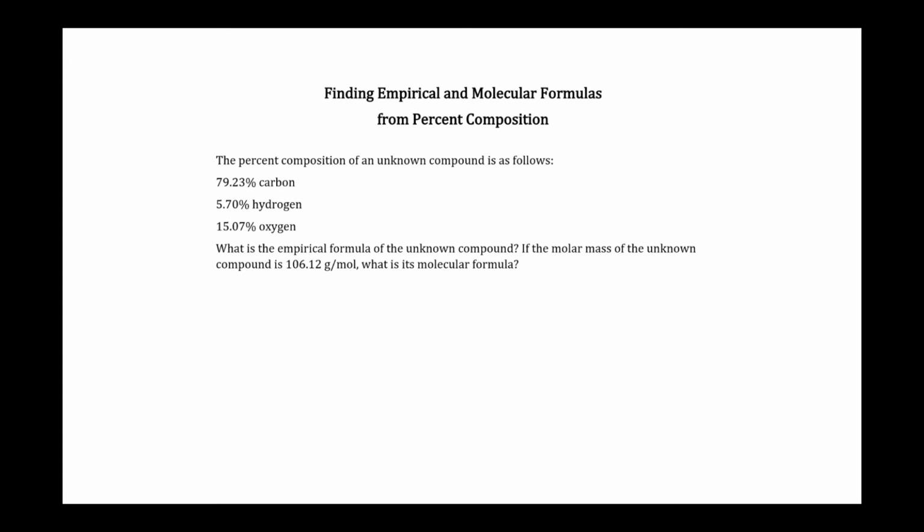So the first question reads, the percent composition of an unknown compound is as follows, and it gives us our percentages of carbon, hydrogen, and oxygen. Then it simply asks us what is the empirical formula of the unknown compound, and it also asks, if the molar mass of the unknown compound is 106.12 grams per mole, what is its molecular formula? The first thing we need to do is find its empirical formula.